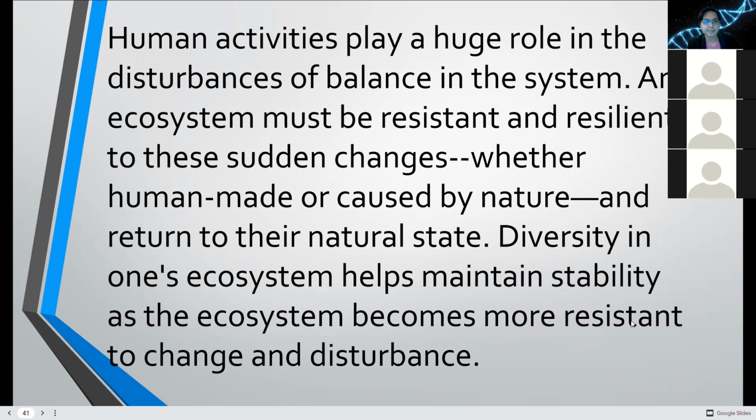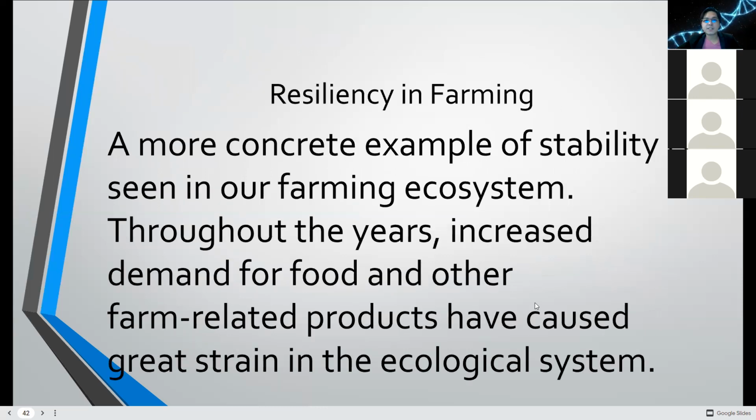to their natural state. Okay, diversity in one's ecosystem helps maintain the stability as the ecosystem becomes more resistant to change and disturbance. Diversity. When it comes to diversity, when an ecosystem becomes diverse, there are a lot of organisms living there for survival. There are a lot of autotrophs living there to feed or to give nourishment to the heterotrophs. Okay. Resiliency in farming.